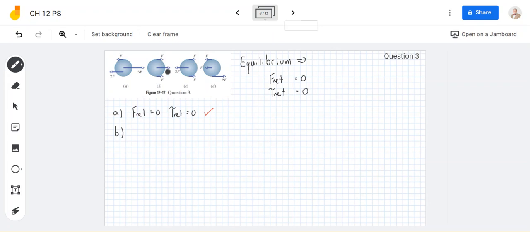I'm noticing that all forces are to the right, so I would say that F net is greater than 0, so not in equilibrium. When I look at C, I got 2 F's to the right, I got 2 F's to the left. That looks good.